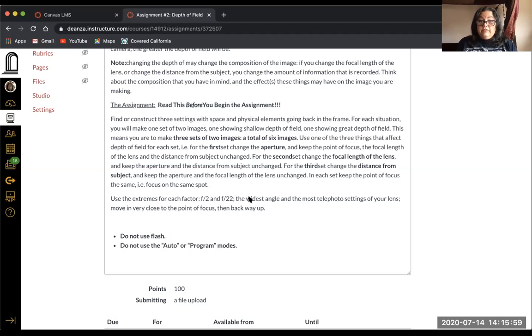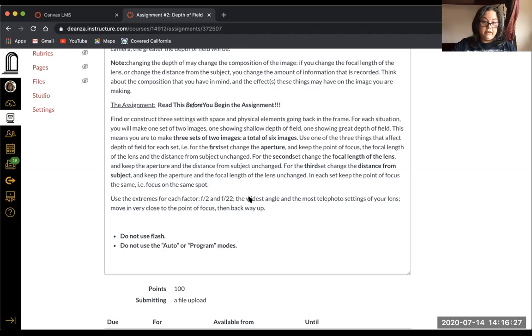For the third set of images, you'll change the distance from the subject. So you'll keep the aperture the same, maybe f8 or f11. You'll keep the focal length of the lens unchanged, maybe 50 or 70 millimeters or whatever you choose to use. And you'll keep the point of focus the same, the subject, in yet another setting.